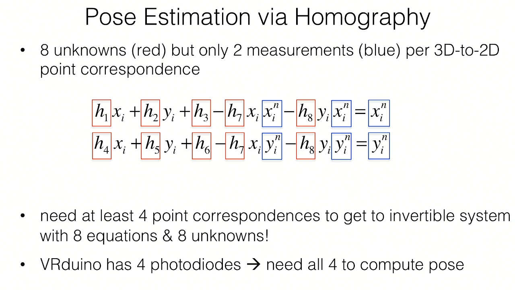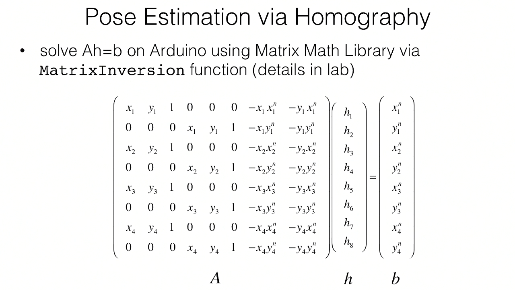So how many photodiodes is that? 4, right? Each photodiode gives us 1 measurement in x, 1 measurement in y. So with 4 photodiodes, that's the minimum amount of photodiodes you need to turn this into a well-posed equation system. And so what we basically do is we write this nice matrix here that has a very well-defined structure, contains all these measurements that we just took.